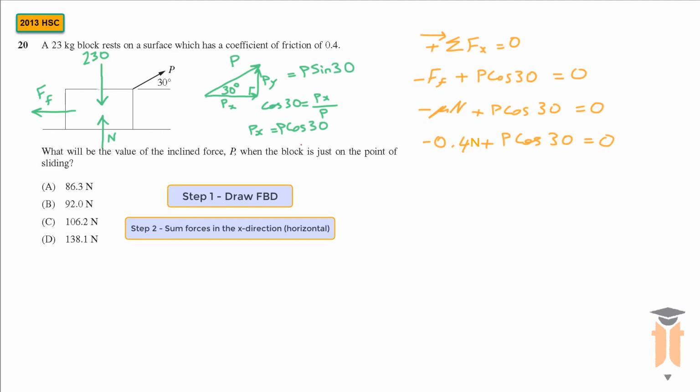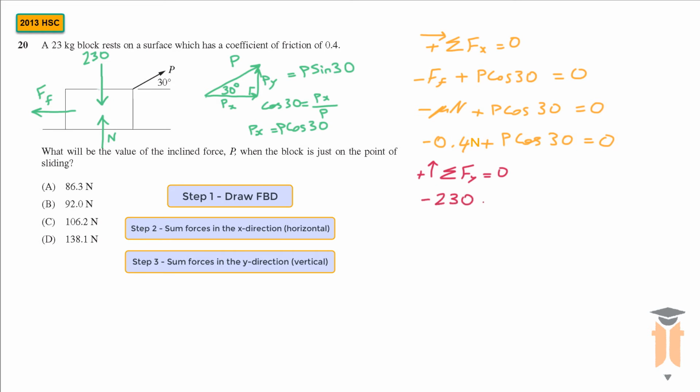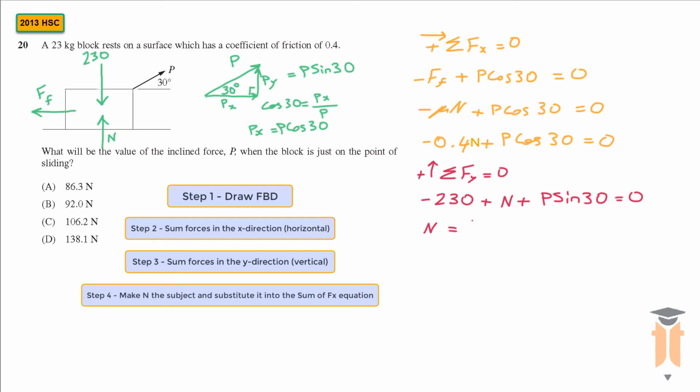Now the second equation is sum of forces in the y direction is equal to 0, and I'm taking up as positive. So I've got 230 acting downwards, so that's minus 230 plus the normal force, it's acting up, plus the y component of P, which is P sine 30, equals 0. Here I'm going to make N the subject, so I'm going to keep N on the left and move everything to the right. So we have N equals 230 minus P sine 30. And that's my second equation.